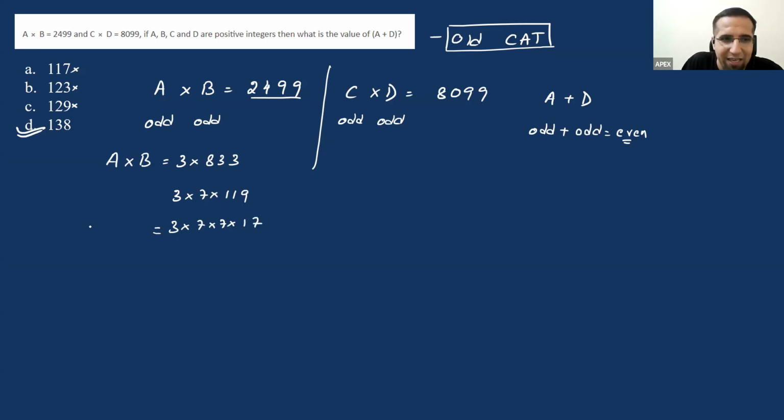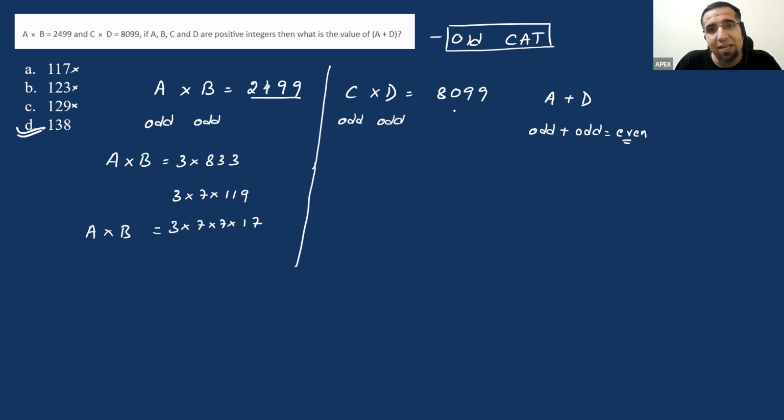So A and B can take any of the values corresponding to these, because A and B are positive integers. It can be 3 into this number. It can be 21 into 119, and so on. Let's not use this as of now.